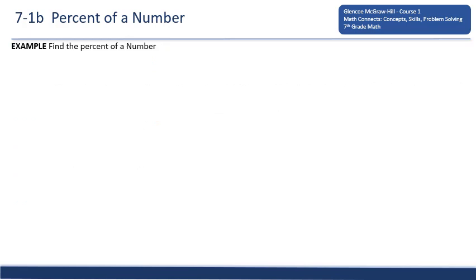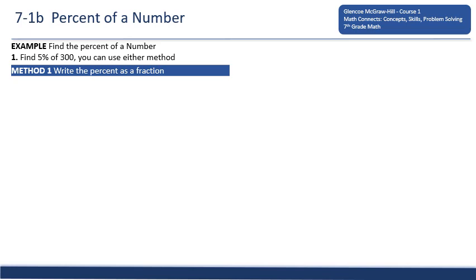Example, find the percent of a number. Number 1, find 5% of 300. You can use either method. Method 1, write the percent as a fraction. So we have 5%, and we know from previous lessons that we can make 5% a fraction by putting 5 over 100. Now we need to simplify it. The greatest common factor is 5, so we have 1/20th.